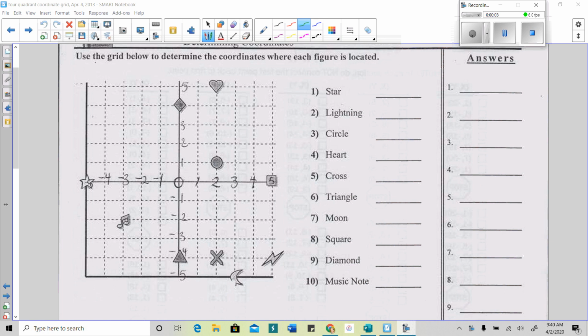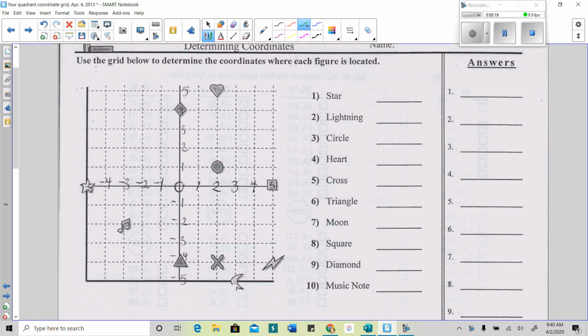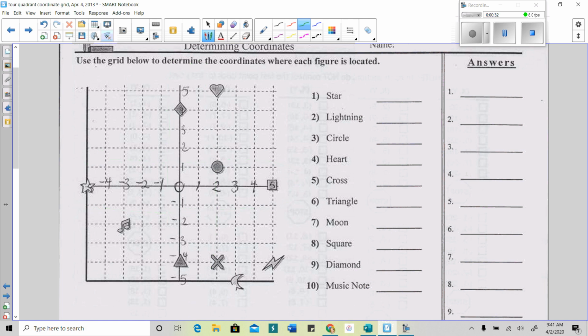Okay, so yesterday we had talked about plotting on the four-quadrant coordinate grid, and today we're going to talk about reading the coordinates of a point that is already plotted on the four-quadrant coordinate grid. So a reminder, we will be reading our x-coordinate first. That would be the coordinate on this horizontal number line, and we would be reading our y-coordinate second, and that is the one that is on this vertical number line here.